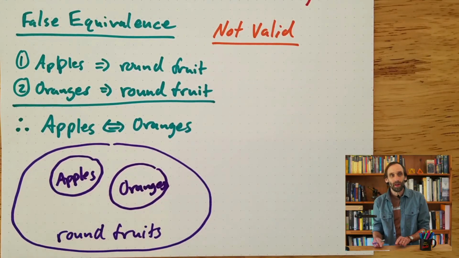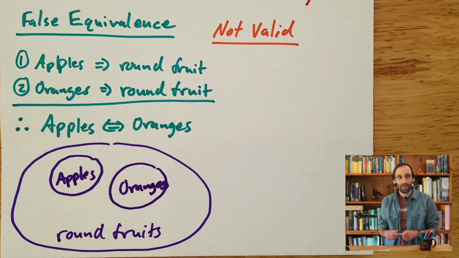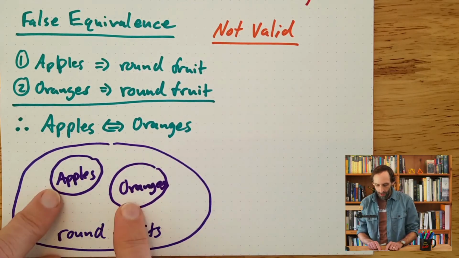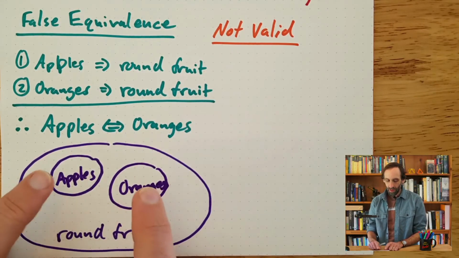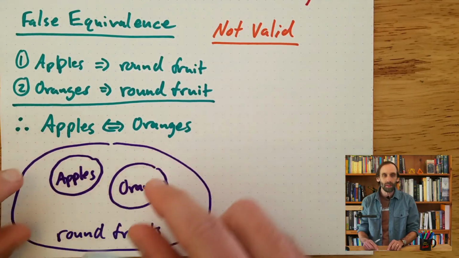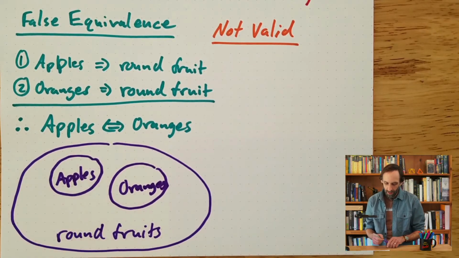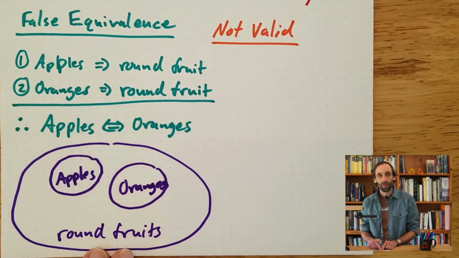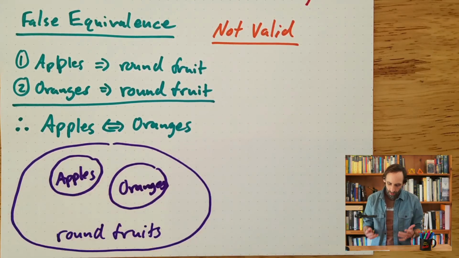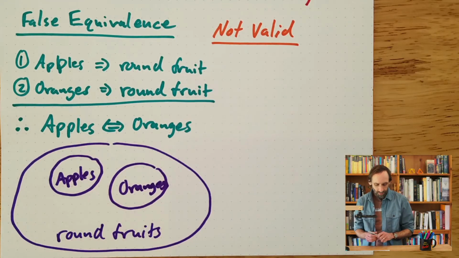Sometimes there might be overlap between these two sets. In this case, there isn't. Apples and oranges are distinct, and there's no apples that are also oranges, no oranges that are also apples. But even in cases where there is some overlap, that doesn't mean there's equivalence. So just because apples and oranges are in this bigger category of round fruits does not make them equivalent. And that's pretty clear from the diagram here.